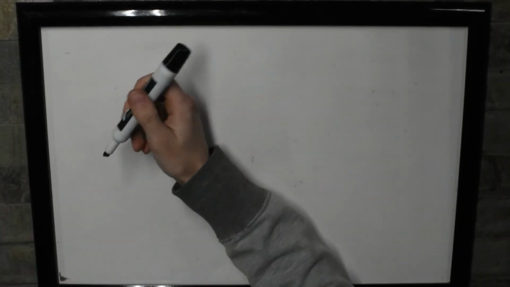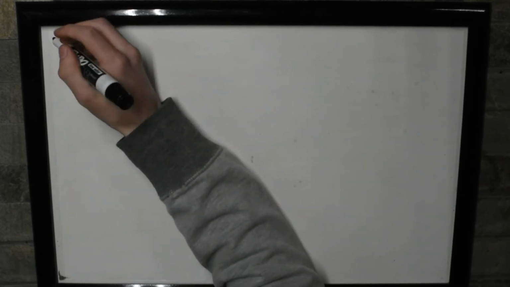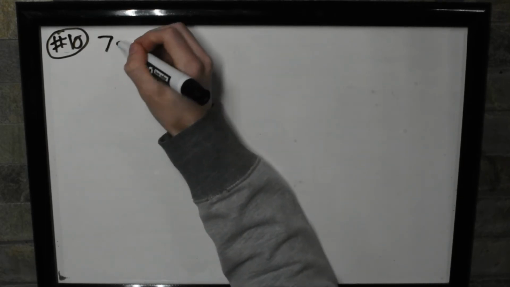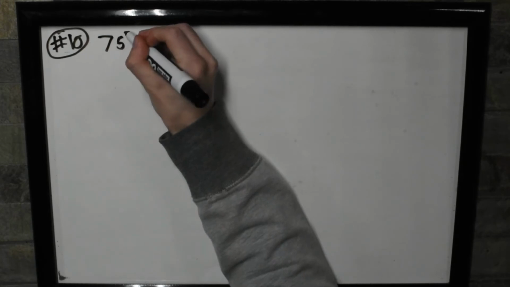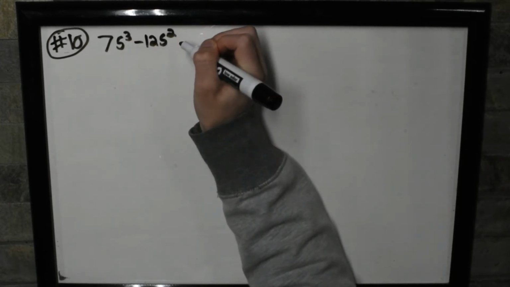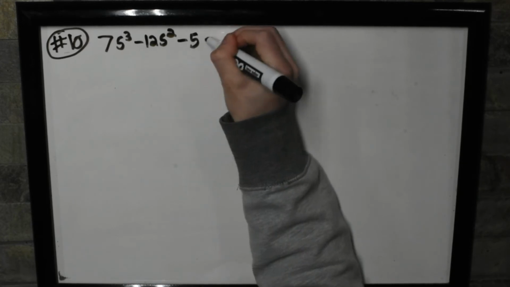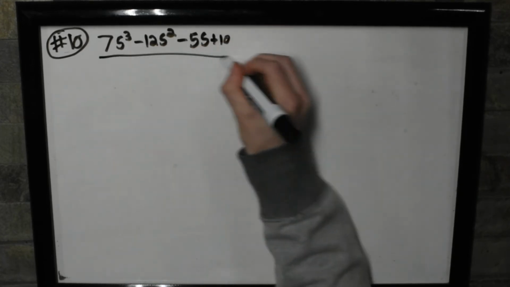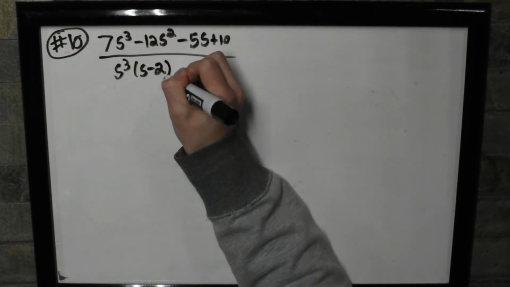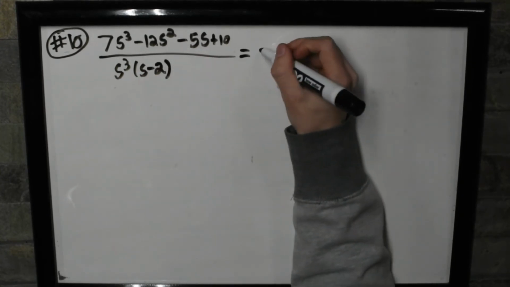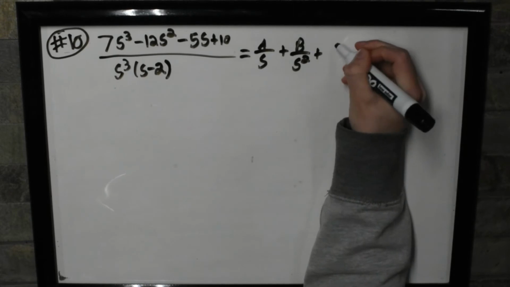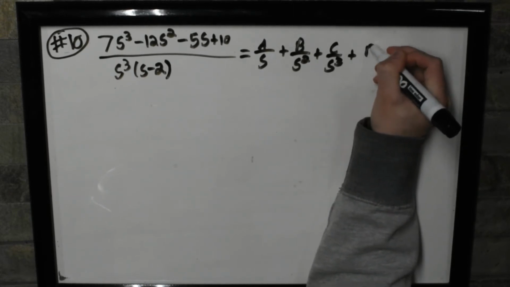Alright, so this will be our last partial fraction example for this section. This is the same as number 10 in the online homework. So we're going to have 7s cubed minus 12s squared minus 5s plus 10 all over s cubed times s minus 2. And now to expand this, well, we have a repeating factor there, so we're going to have a over s plus b over s squared plus c over s cubed plus d over s minus 2.